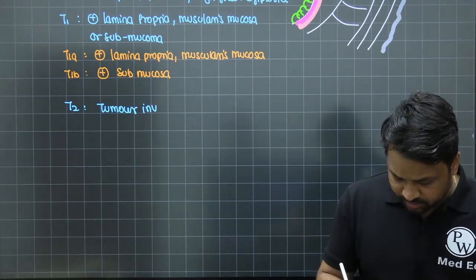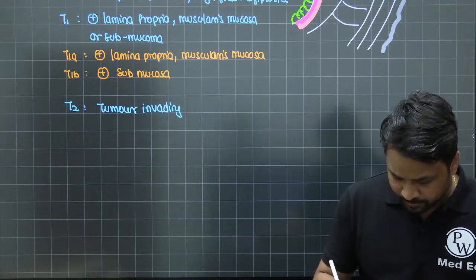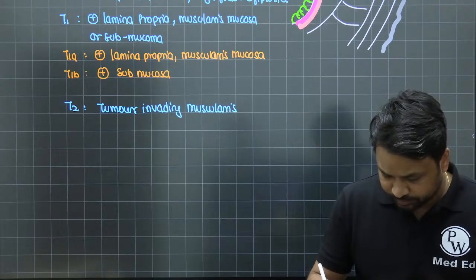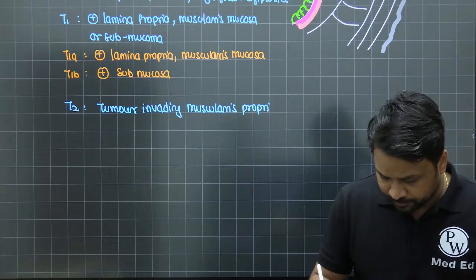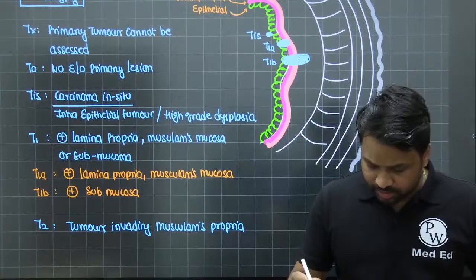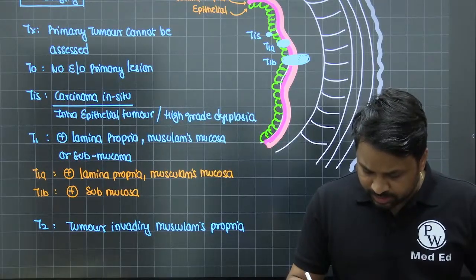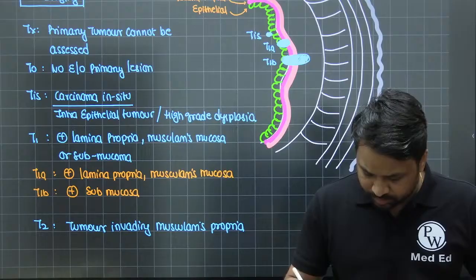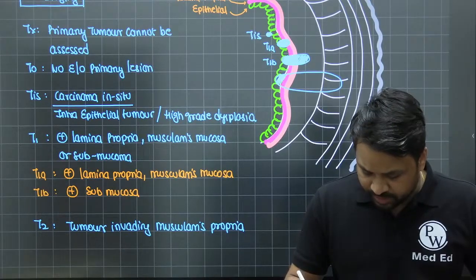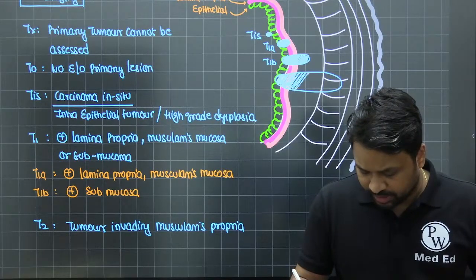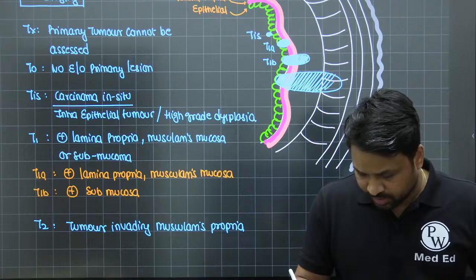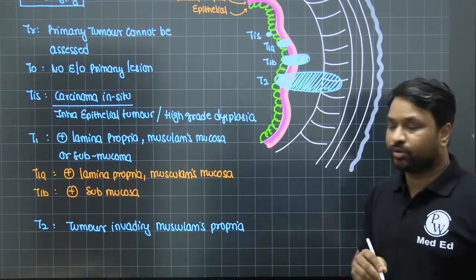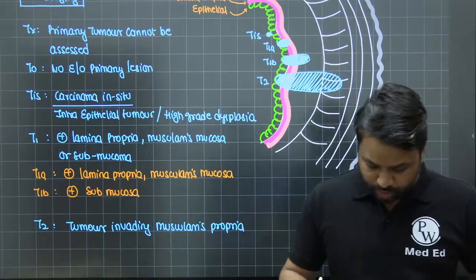Tumor invading muscularis propria. So you see, a tumor that starts from here is now going all the way into muscle. It is invading the muscularis propria. Invasion into the muscularis propria will be your T2, right?